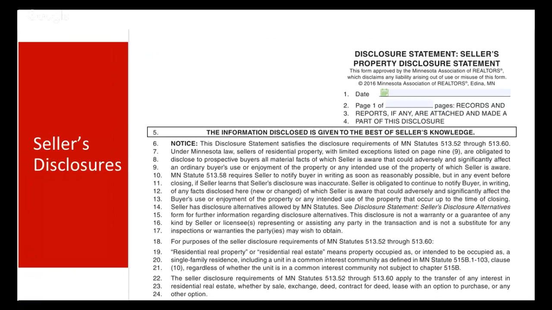Okay, so let's transition to the seller's property disclosure statement. This is not the alternatives. This is the normal one that you traditionally use about 99% of the time. I'm going to put the date on there.